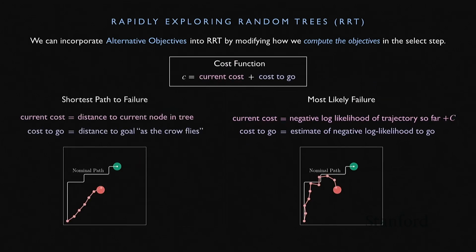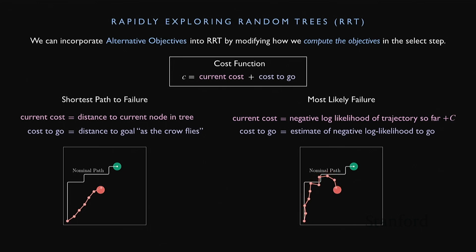Cool. So here's what it looks like with both of these different cost functions. We talked about shortest path to failure. When we run this, we'll get a path that just goes directly to the obstacle. But this might not be super likely because we're going to sample a bunch of disturbances that are maybe quite large. They're not very likely to happen. And what's shown here also in white is the nominal path that the agent would take if we had no disturbances at all.